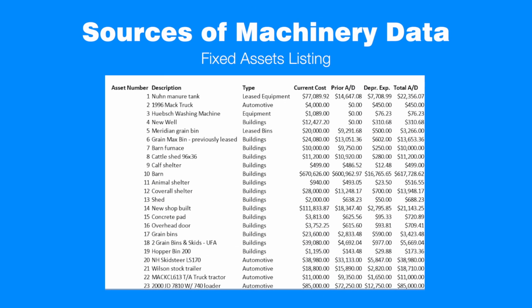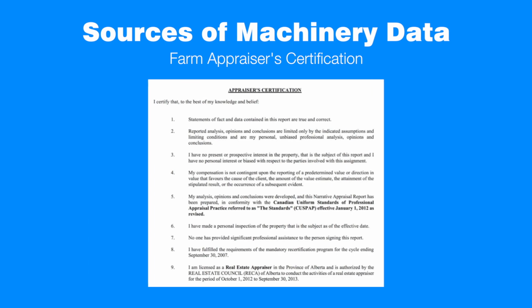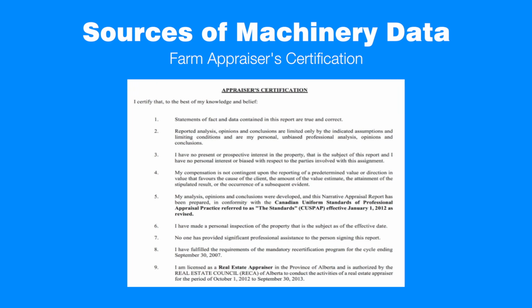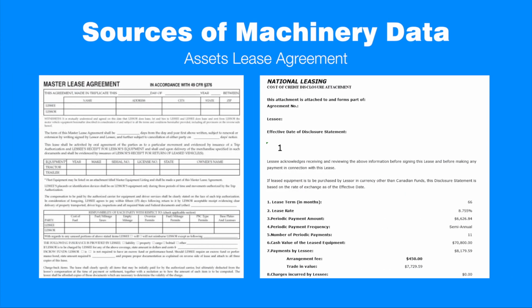Where can you find the machinery data? There are several possible sources. First, look for the fixed assets listing that is normally prepared by accountants. Other sources include Farm Appraiser certification that lists the assets along with evaluated market values. Also, assets insurance listing, or statement of assets and liabilities as provided to lenders. For leased machinery, the assets lease agreement is a good source of data.